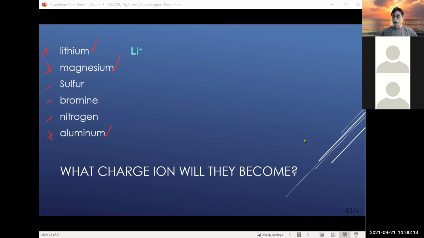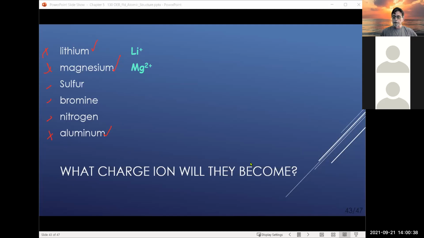So lithium is a metal. It is in group 1, so it will have a plus 1 charge. Okay. Magnesium, it's a group 2A metal. It has a positive charge. Specifically, it will have a positive 2 charge because it is a group 2A metal, which means 2 valence electrons.